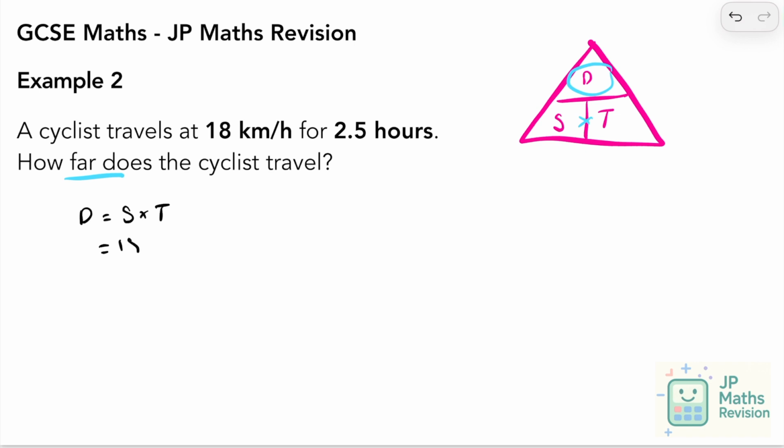So we're going to do 18 times 2.5 and 18 times 2.5 is going to be 45. So the units, because the speed is in kilometers per hour and the time is in hours, the units for distance is going to be kilometers because it has to be consistent with this kilometers per hour.